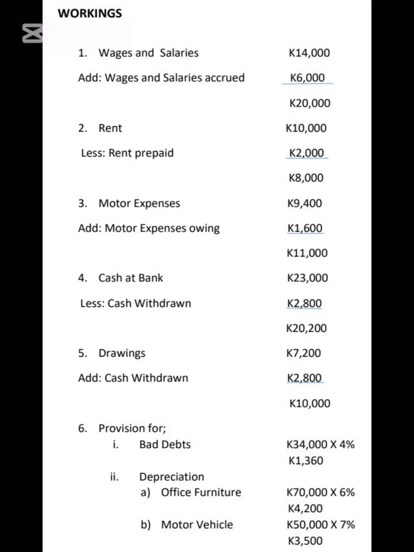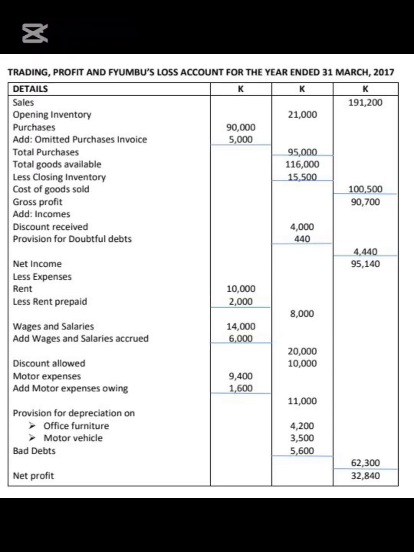So that provision in the list of balances was already entered in the previous accounting period. So now what you need to do is enter the one that you have calculated in this current accounting period. So for office furniture, we have it as 4,200 kwacha. Put it there. Don't add it to the previous one. Just add the one which you have found, the current provision. Then for motor vehicles, we have it as 3,500, the provision for depreciation of motor vehicles.